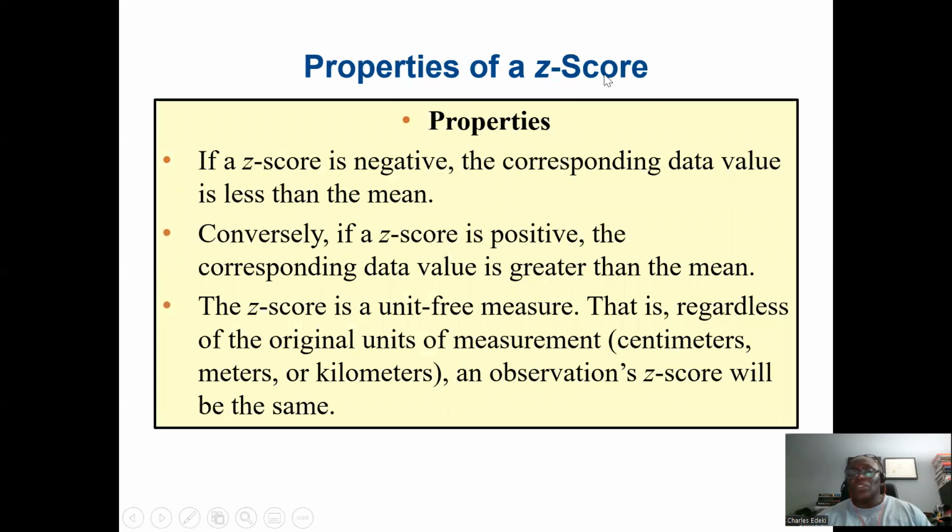So the properties of a z-score are: if a z-score is negative, then the corresponding data value is less than the mean. If the z-score is positive, it means the corresponding data value is greater than the mean. And also the z-score is a unit-free measure. That is, regardless of the original unit of measurement, either centimeters, meters, or kilometers, an observation's z-score will be the same.